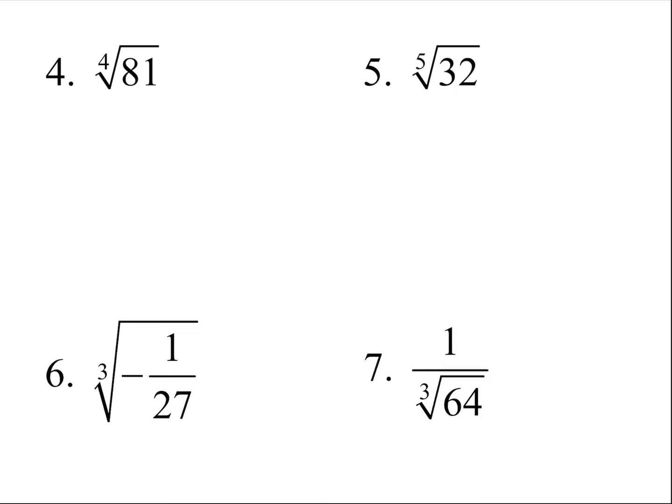All right, so when we're thinking about, for example, number 4, we're looking at the 4th root of 81. What we're looking for is a number that if I multiply it by itself 4 times will give me 81. Kyla? Got 3. Perfect. Because 3 to the 4th is 81. And the 5th root of 32 is going to be 2, because if I multiply 2 by itself 5 times, I get 32. What about the 3rd root of negative 1 over 27?